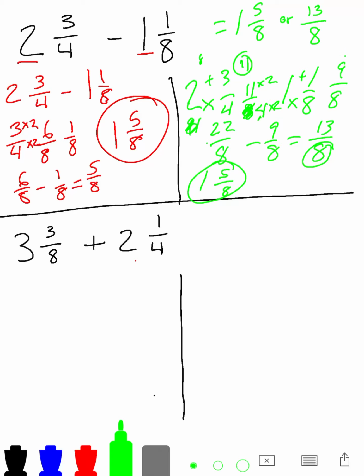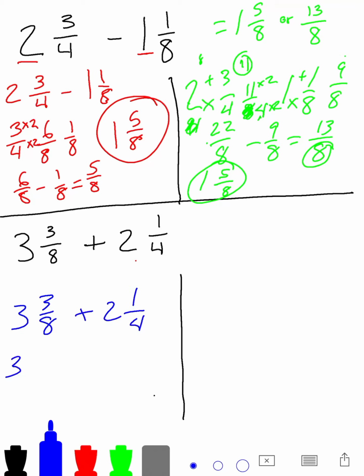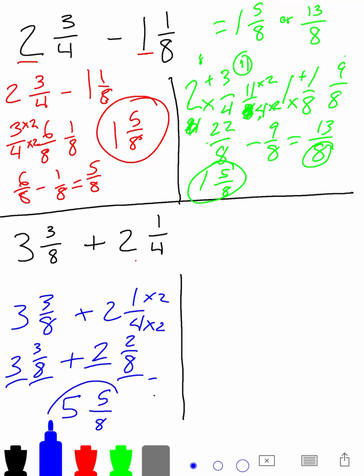I can do the same thing with addition. 3 3/8 plus 2 1/4. If I look at making equivalent fractions, I know that 4 can go into 8, so I'm going to leave my 3 3/8, and I'm going to change this. My whole number stays the same, but if I multiply by 2, I get 2/8 over here. So now I can put them together. So 3/8 plus 2/8 gives me 5/8, and 2 plus 3 gives me 5.